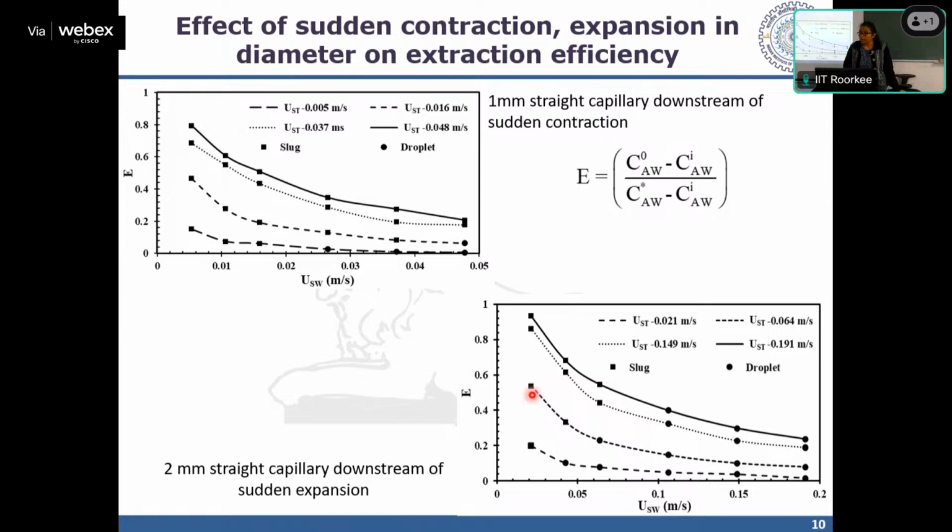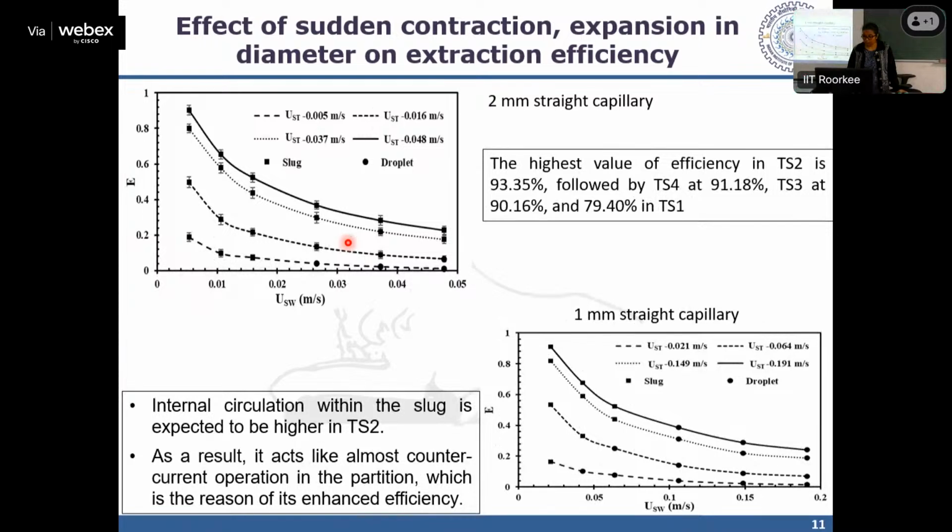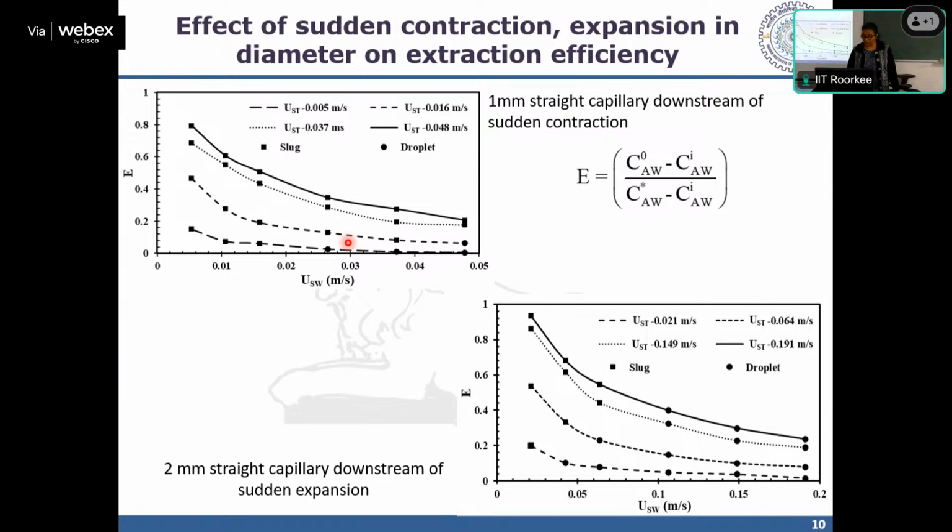So C_AW,O, that is the concentration of acetic acid in the aqueous phase at the outlet. This is the inlet, so this is 0. This is the equilibrium value, and this is the inlet value. So this is the extraction efficiency, for all the test sections taken together.